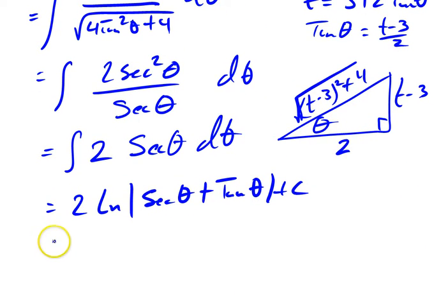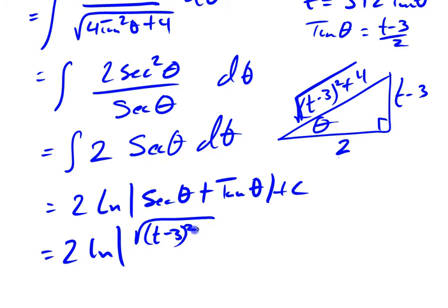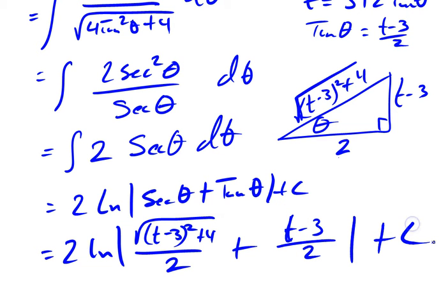So now I can substitute back in, because I know that the secant of theta is this divided by that. So hypotenuse divided by adjacent, square root of t minus 3 squared plus 4 divided by 2, plus the tangent of theta, which is this divided by that, t minus 3, that's opposite over adjacent, over 2 plus c.